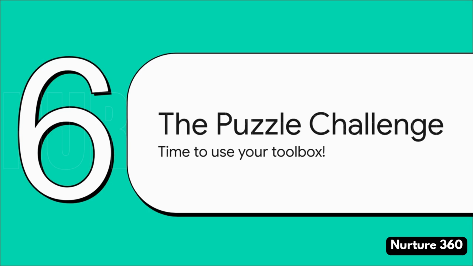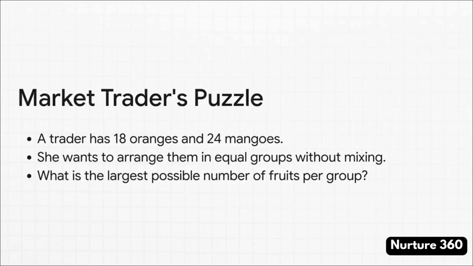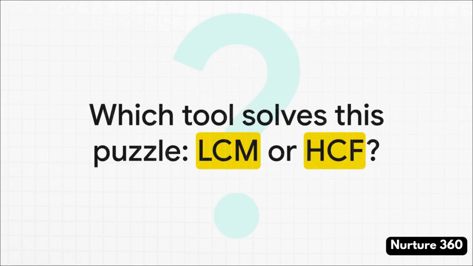So you know what that means? It's time to put it to the test. So here's your challenge. Picture this. A market trader has 18 oranges and 24 mangoes. Now, she wants to arrange them in equal groups. But here's the catch, without mixing the fruits. Your job is to figure out the largest possible number of fruits she can put in each group with none left over. So, take a look at your new toolbox.